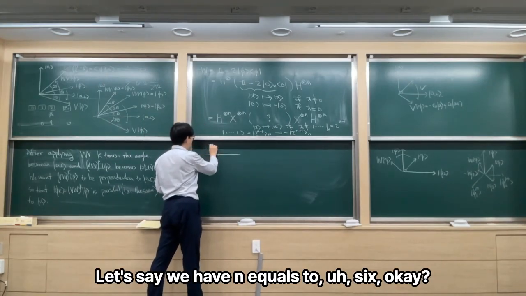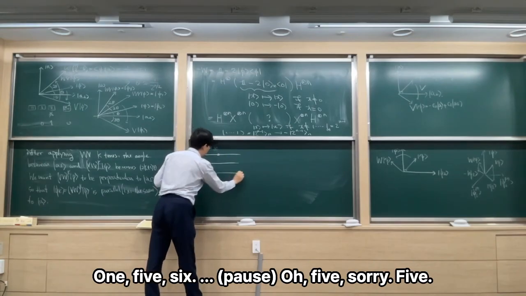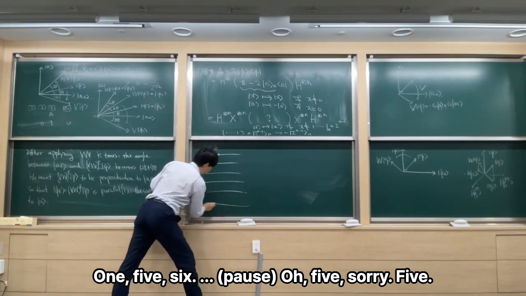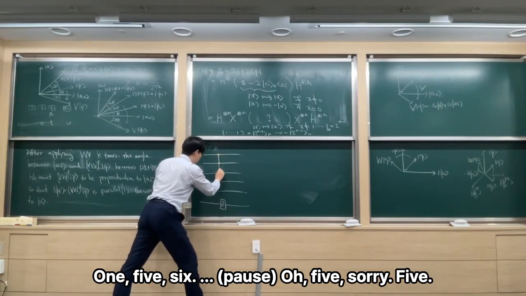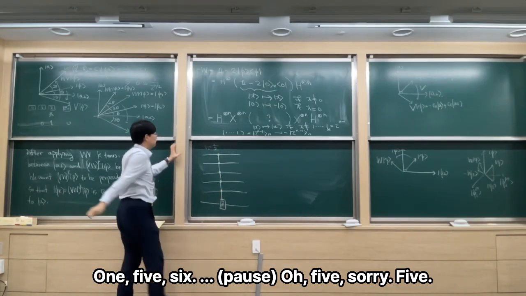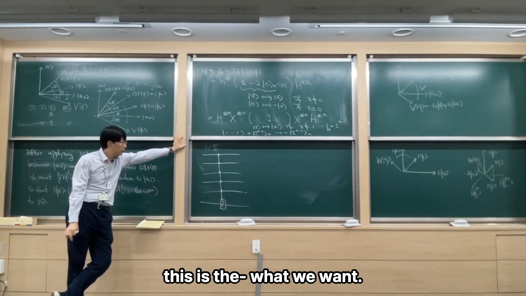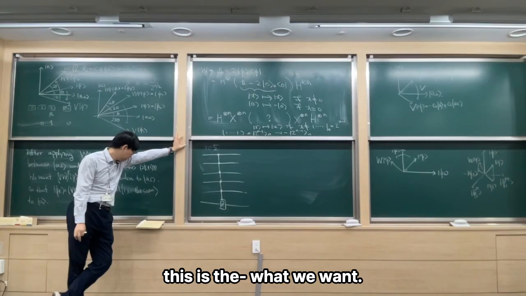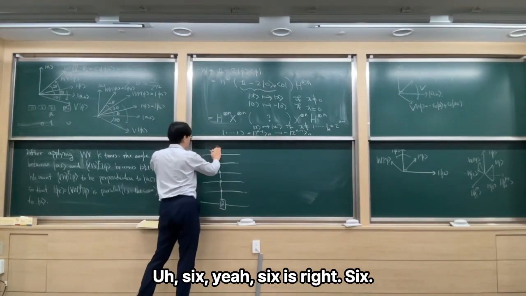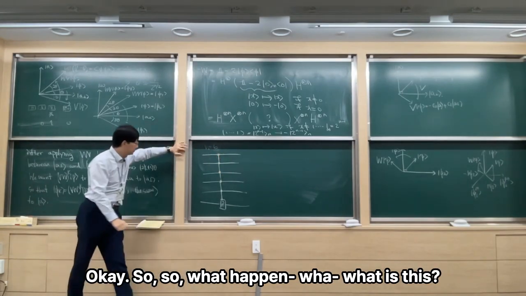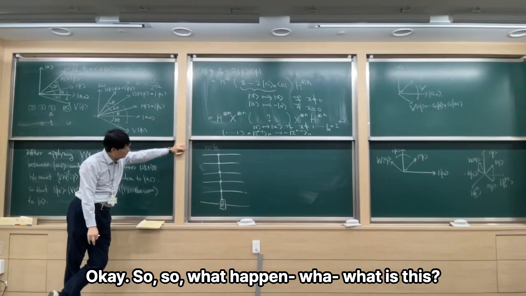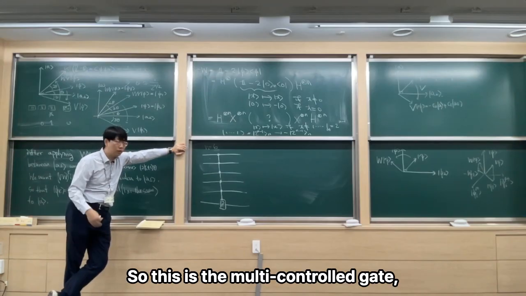Let's say we have n equals 6. Okay? 4, 5, 6. Oh, 5, sorry, 5. This is what we want. It's 6. Yeah, 6 is right. Okay. So what is this? This is the multi-controlled gate.